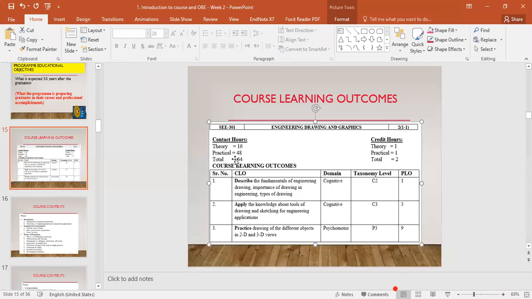For theory, there are 16 total contact hours, or you can say 16 lectures, as there are 8 weeks of study and 1 week for exam. So 8 weeks of study, and after completion of 8 weeks, you will have the mid exam, which will be conducted in 1 week. For the next 8 weeks, you will study, and at the end of the semester, you will have the final exam.